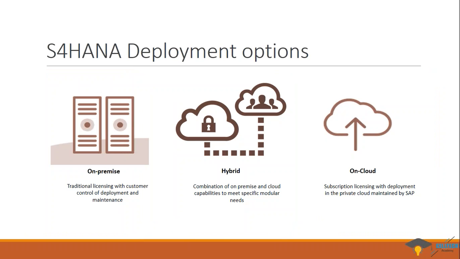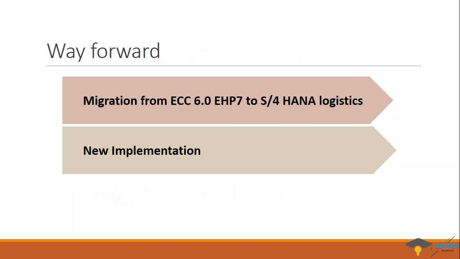And finally, we are going to talk about the S4HANA deployment options. As I told you, you can go for on-premise, you can go for a hybrid model where you have both on-premise and cloud, or only cloud-based. Way forward, you can go for a new greenfield implementation, or companies already running ECC will go for S4HANA logistics migration. These are all the new project opportunities that will be coming up.